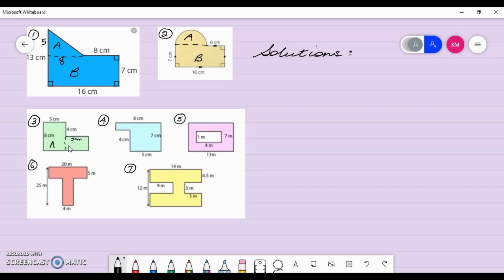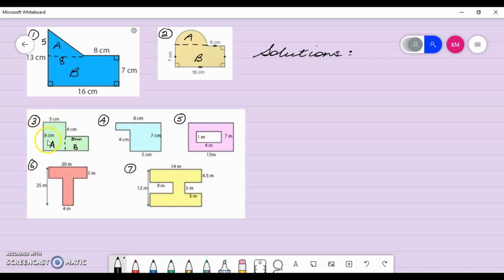I'm going to label this one as shape A and this one as shape B. So firstly, I want to find out my missing sides, and I have 2 sides missing here. I have that entire length at the base there missing, and this part here missing as well. So let's work out for this vertical part.